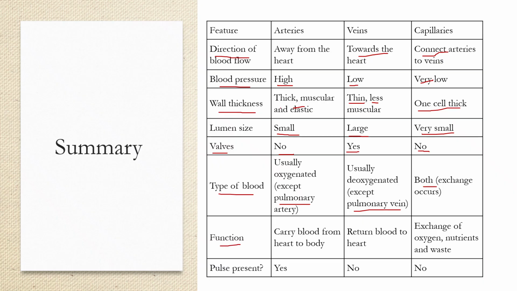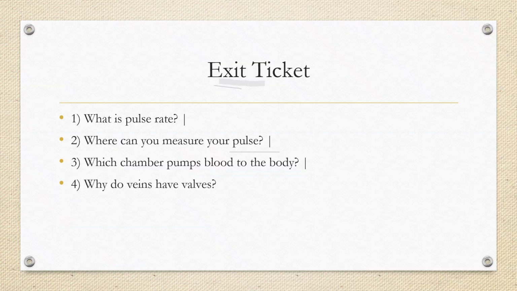What is the function? Arteries carry blood from the heart to the body, away from the heart. Veins carry blood towards the heart, and capillaries exchange oxygen, nutrients and waste. Pulse present in arteries, yes. Why? Because there is a high pressure in the arteries. In veins, no. In capillaries, no.